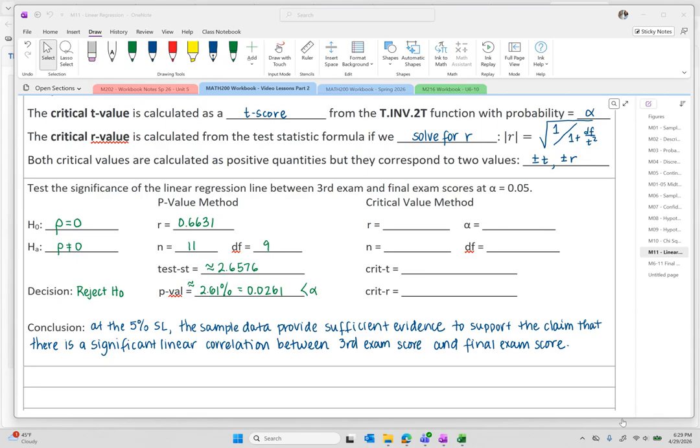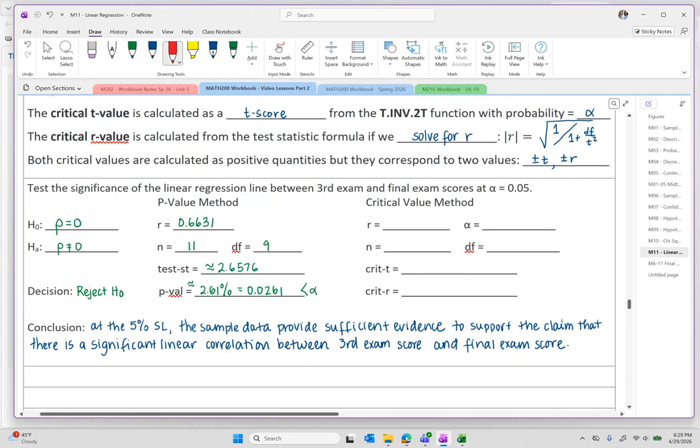We could also conduct the hypothesis test using the critical value method instead of the p-value method. In this case, the r continues to be 0.6631, the square root of r squared. Alpha is 0.05, n is 11, the degrees of freedom are 9. I need the critical value for t, which I have to find using Art of Stat.